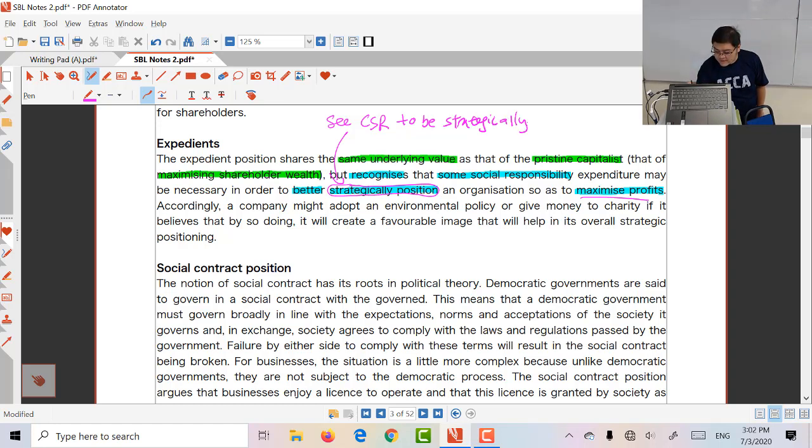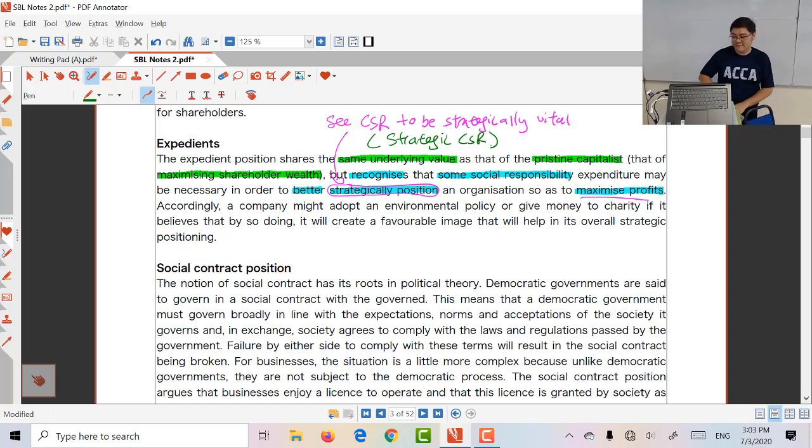To be strategically vital. Now, in short, we call it strategic CSR. Can I relate to you an English word? All CSR actions are definitely CSR strategy, but not all CSR strategies are strategic. Can you understand what I'm saying or not?